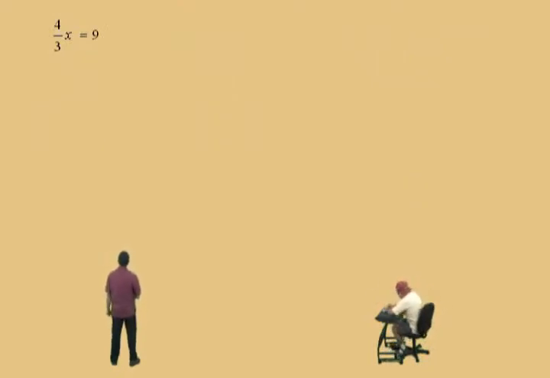4/3 x equals 9. Now, don't get scared. Here, we're going to use what we call the reciprocal approach, meaning we're going to multiply both sides by the reciprocal, because remember, when you multiply reciprocals together, that gives you 1. Now here we go, Charlie. I'm going to walk you through this one. We have 4/3 x equals 9.